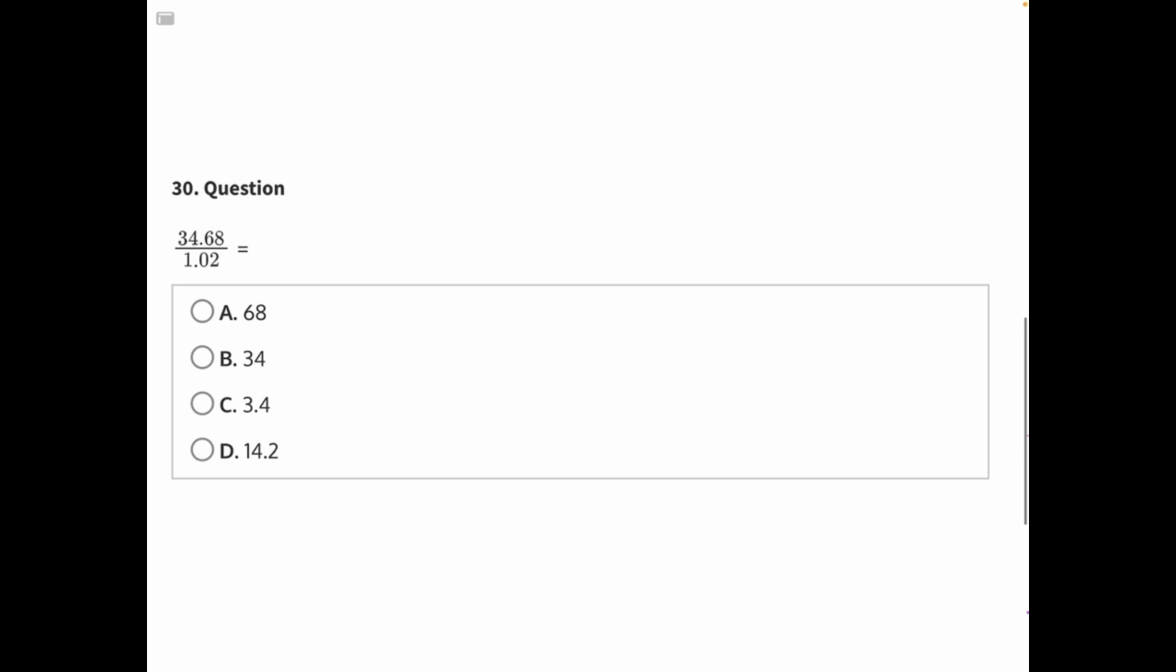This is a question I would flag and save until the end of the test instead of spending a lot of time spinning your wheels and trying to do this division problem, right? So let's start with estimation.